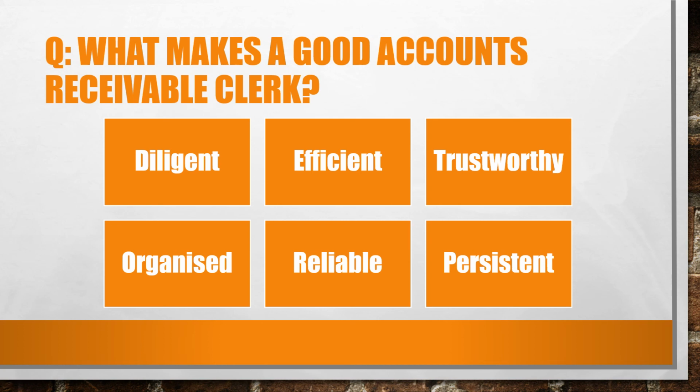The next question I want to talk about is, what makes a good accounts receivable clerk? And to answer this question, there are 6 words that I want you to use. And when you use each of these 6 words, just talk a bit about them. So you start with diligent. That means that you actually do your work accurately and you don't make mistakes. That is extremely important. You want the right invoices sent out to the right people. You have to be very efficient. You have to do things quickly, but also accurately. You have to be trustworthy.